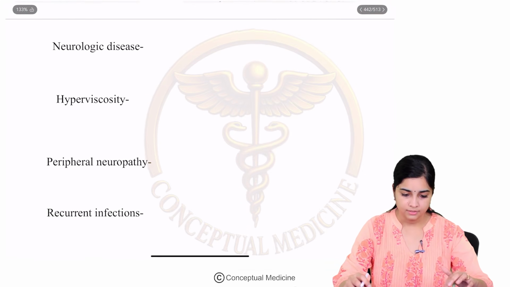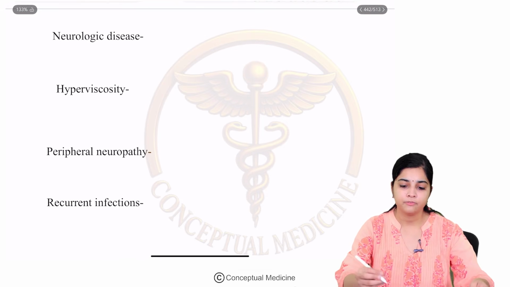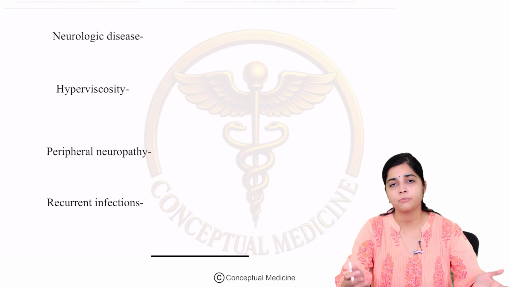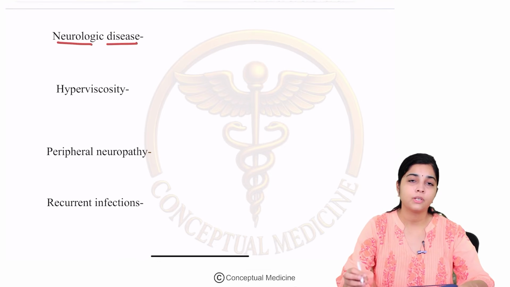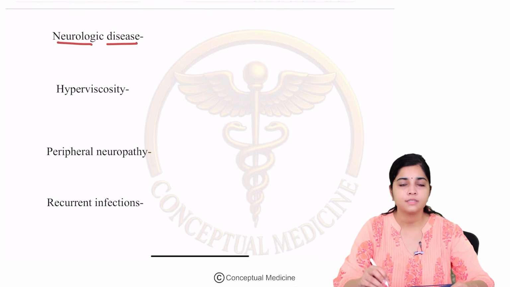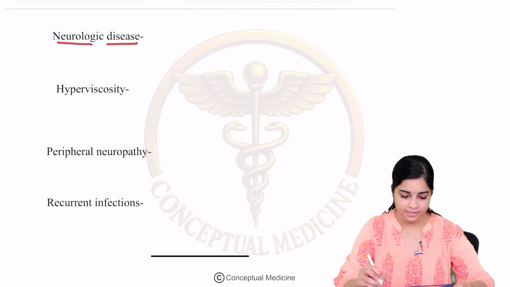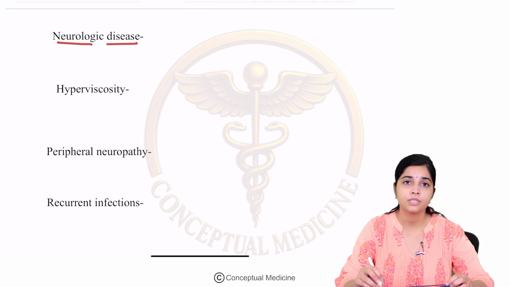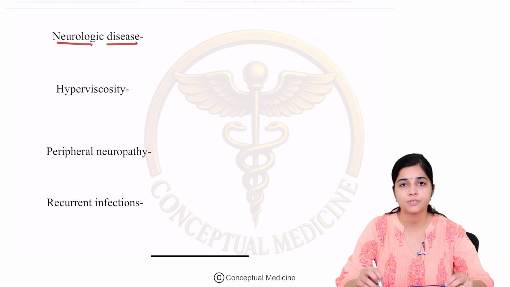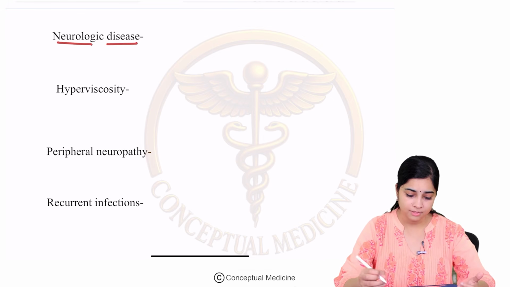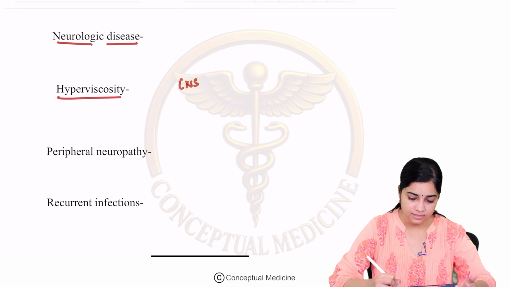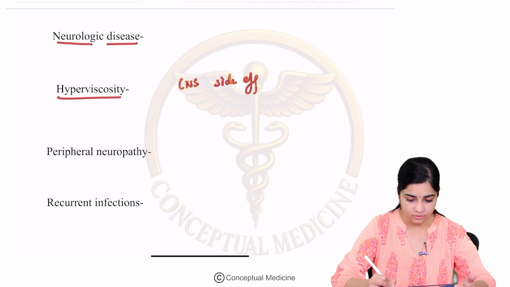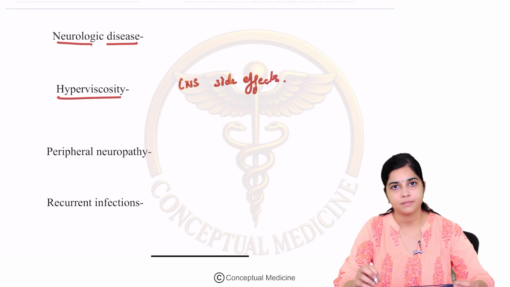Fine. Then, can multiple myeloma involve other systems apart from what is mentioned as cardinal features? Yes, there can be neurologic involvement. How does the neurologic involvement present? Neurologic involvement can happen especially if there is hypergammaglobulinemia and hyperviscosity, then this can cause CNS side effects.